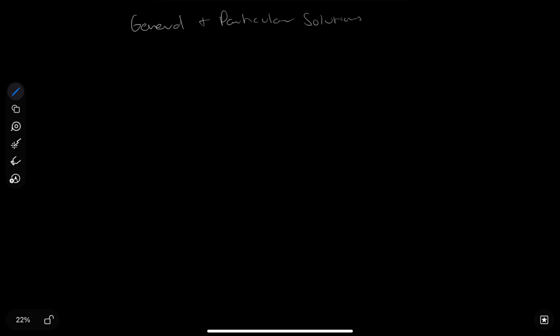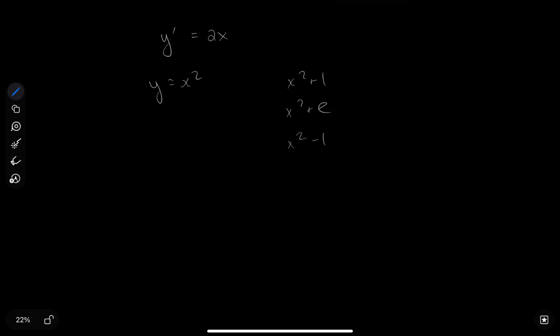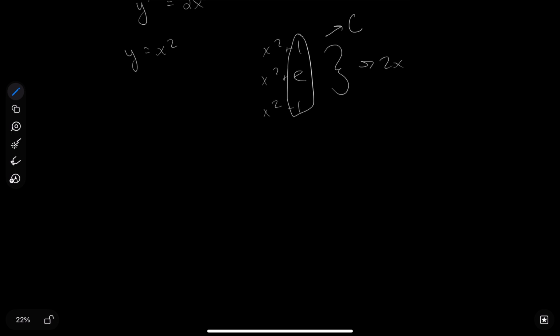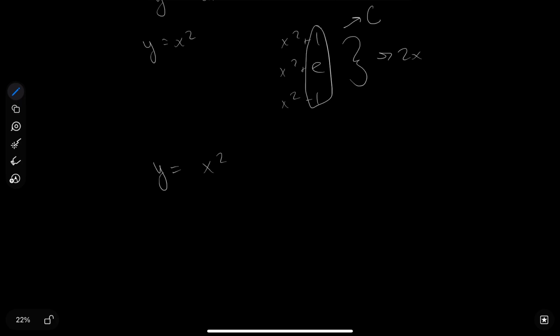So suppose we have the differential equation y prime equals 2x. So what is this saying? That the derivative of some function y is 2x. Well, we know that the derivative of x squared is simply 2x. But also, you can see that the derivative of x squared plus 1 is 2x. X squared plus e, x squared minus 1. It doesn't matter what this constant is. It's always going to go to 2x when we take the derivative of it. So we combine these into one constant, c. So we would write the general solution as x squared plus c.